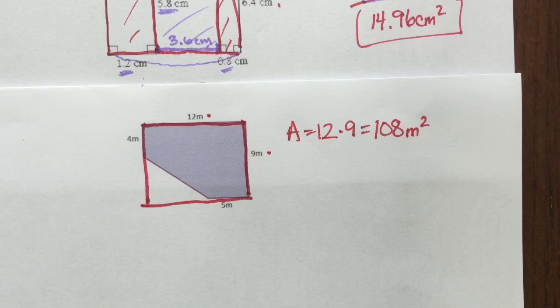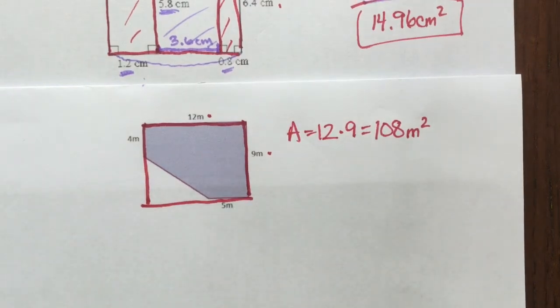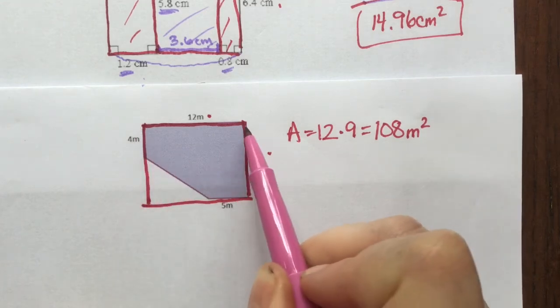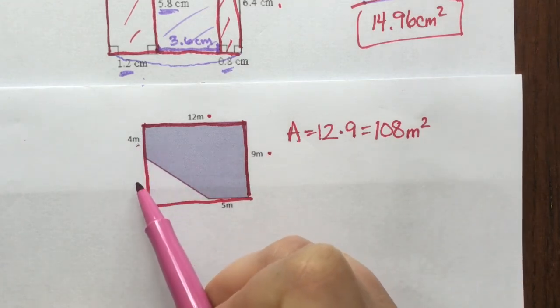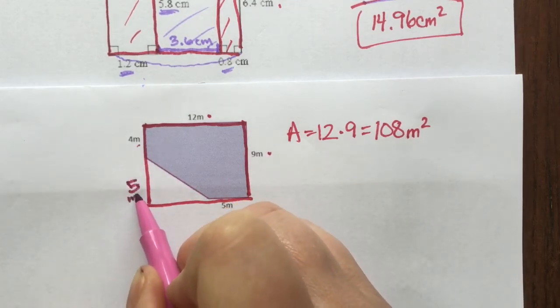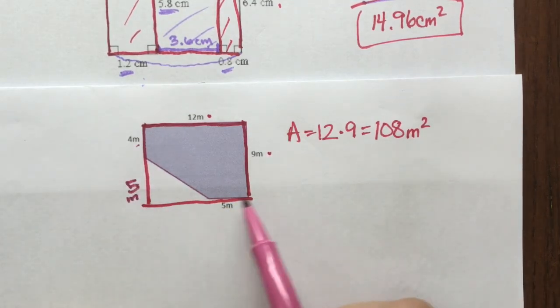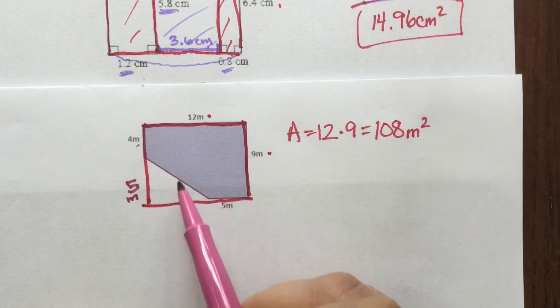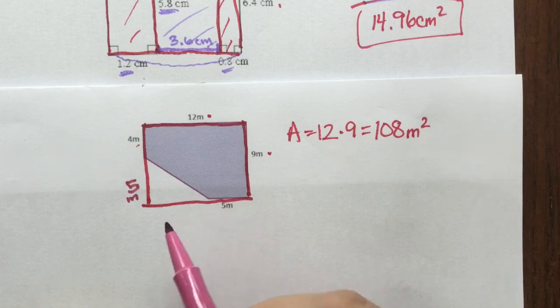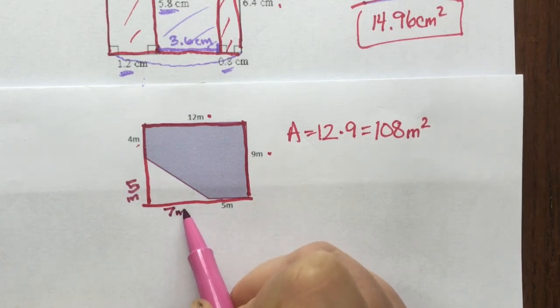This time I'm looking at that lower left-hand corner to subtract away because it's not part of this shaded in shape. Now, it tells me that this part's 4. I know the other side's 9, so 4 and this piece have to equal 9. That's why this one is 5 meters. Same goes for the bottom. 5 plus this piece should give me 12. The only thing I can add to 5 to make a 12 is 7.